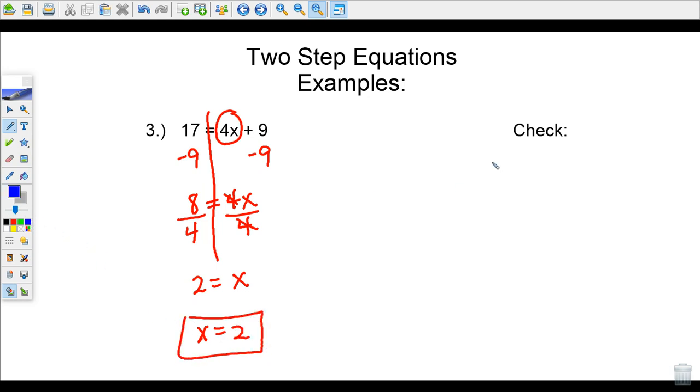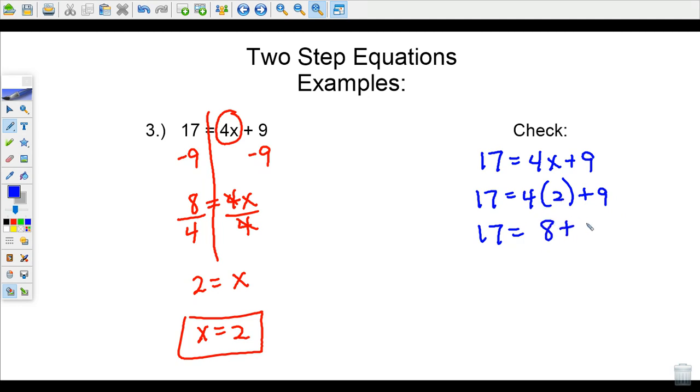Now let's check it. Copy the original. 17 equals 4x plus 9. Instead of 4x, instead of 4 times x, let's change it to 4 times our solution of 2, plus 9. And evaluate using order of operations, which means I multiply first. 4 times 2 is 8. And then add 8 plus 9. I get 17 on both sides. Our solution of x equals 2 is correct.